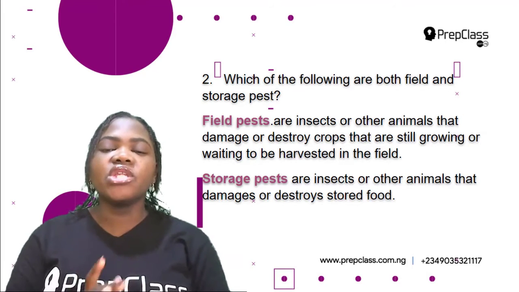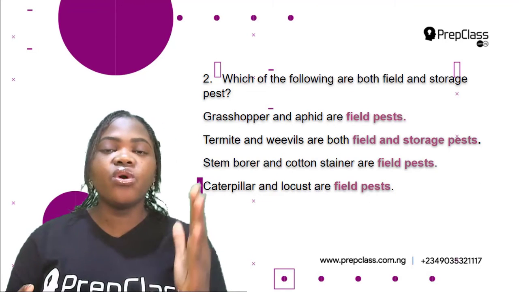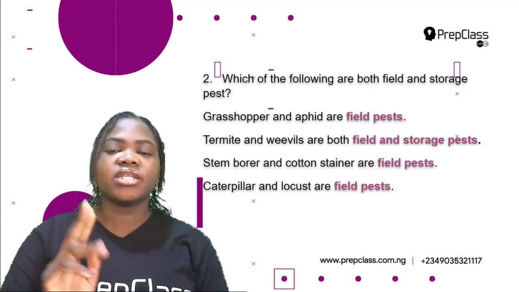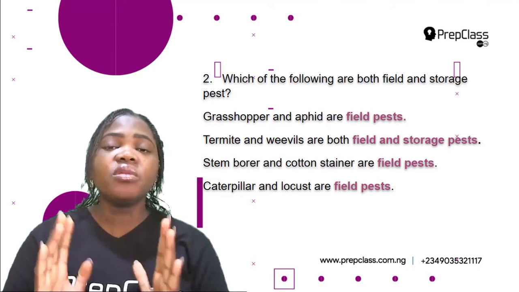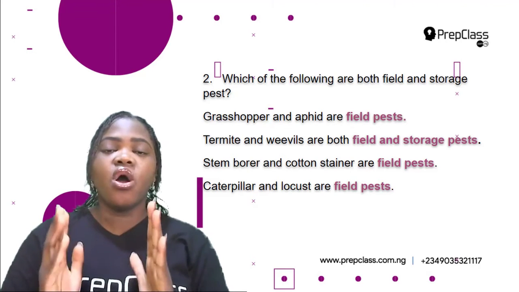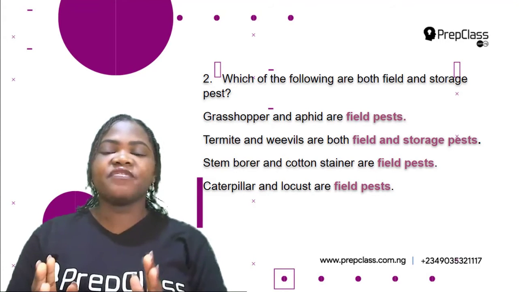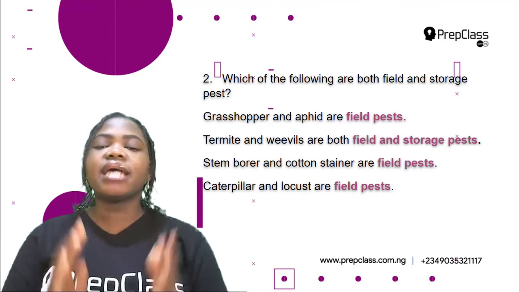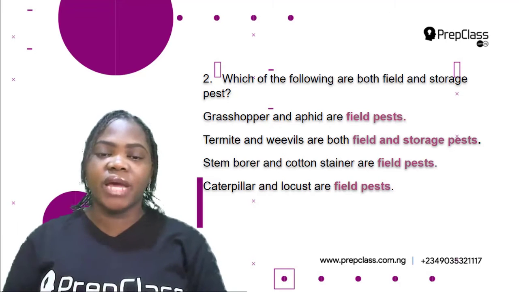So now that we know the meaning of field pests and storage pests, we need to know what kind of pests the options are. So the option A is grasshopper and aphid. Grasshopper and aphids are field pests. You find them on the field. You find them destroying or damaging crops on the field. Termites and weevils are found both on the field and in storage.